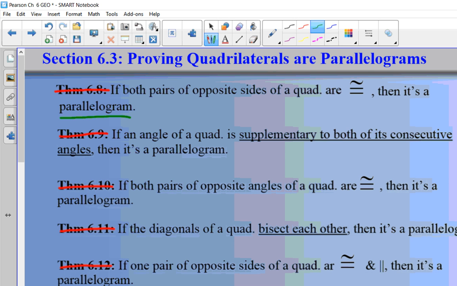In the next one, if an angle of a quadrilateral is supplementary to both of its consecutive angles, then it's a parallelogram. So remember, consecutive is same side interior angles. Okay, remember with a parallelogram, you think transversal now, and we kind of expanded our thought process to include same side interior angles, which are supplementary, they equal 180.